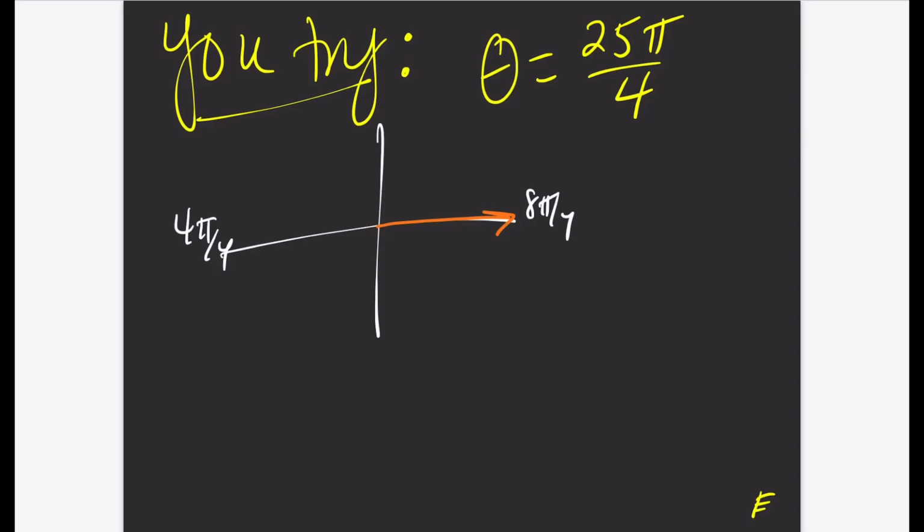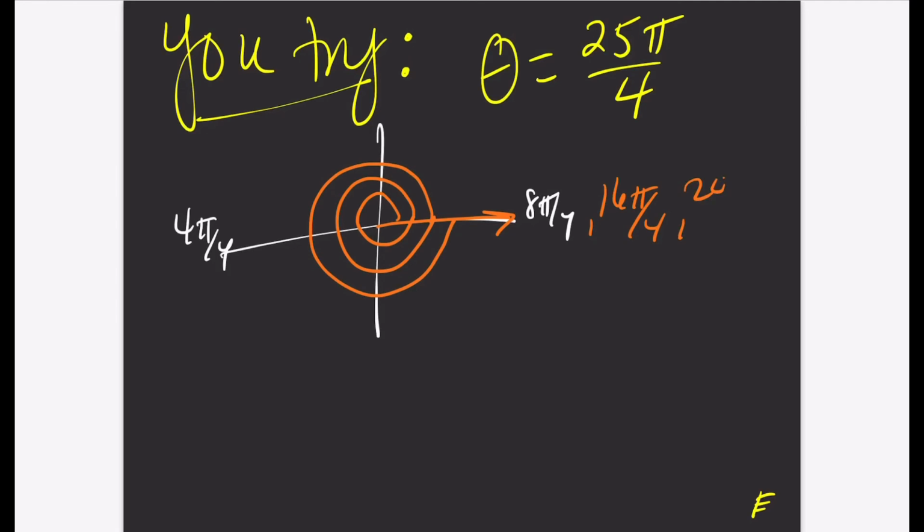Start here at the positive x-axis. 1 full revolution is 8 pi over 4. 2 full revolutions is 16 pi over 4. If we do 3 full revolutions, we are at 24 pi over 4. So notice that we need 1 more to get to here. So pi over 4 is right here. So here is our theta, 25 pi over 4.